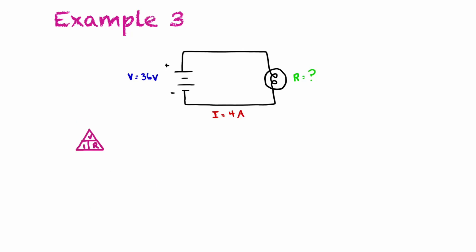In our third example, we know that we have a voltage of 36 volts and a current of 4 amps, but we don't know what the resistance is. So now we're going to rearrange our formula. R is equal to V, voltage, divided by current. So it's equal to 36 volts divided by 4 amps. That equals 9 ohms. So this light bulb has a resistance of 9 ohms.